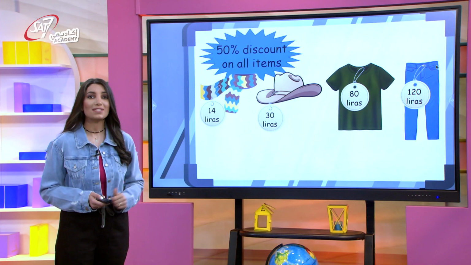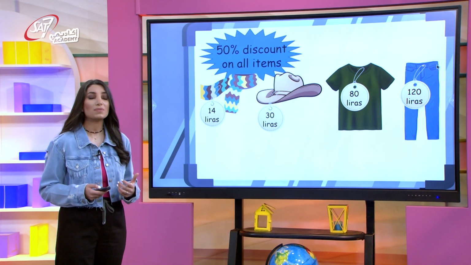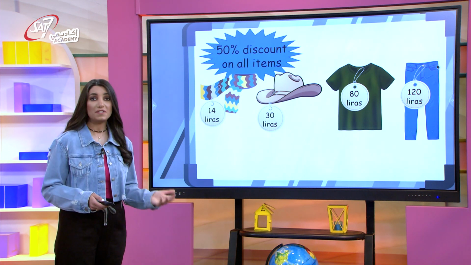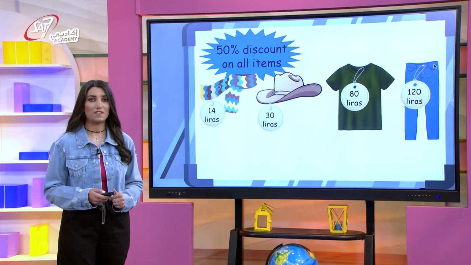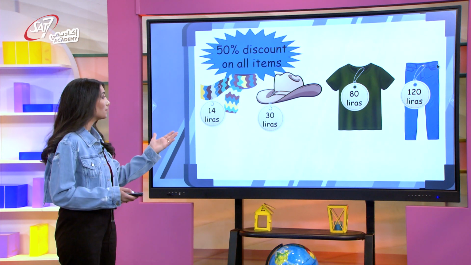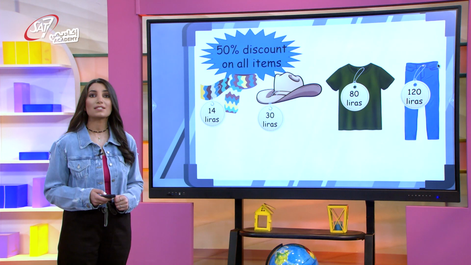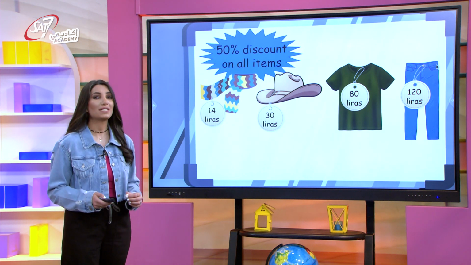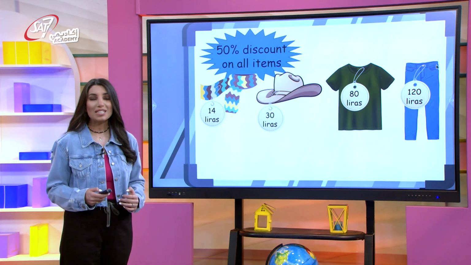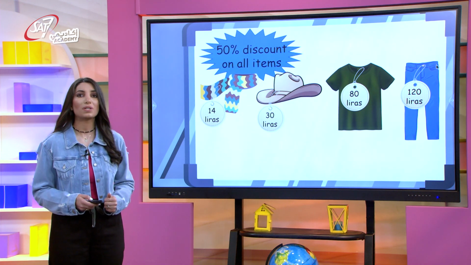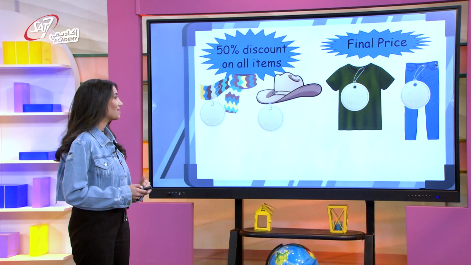What's the final price of the hat? After the discount, the price becomes 15 liras. 15 plus 15 equals 30. Half the 30 is 15. What about the shirt? 50% of 80 is 40, and 50% of 120 is 60, since 60 multiplied by 2 equals 120. Here are the final prices.